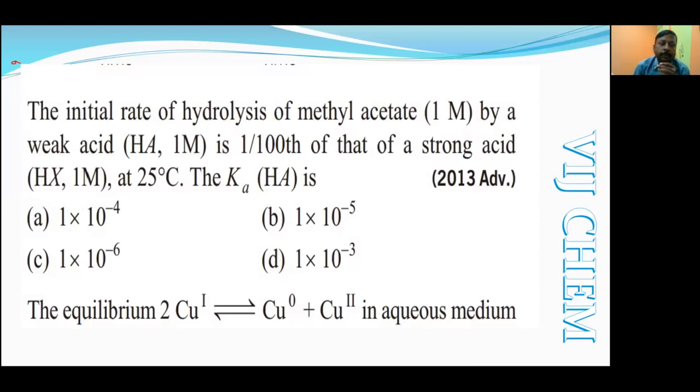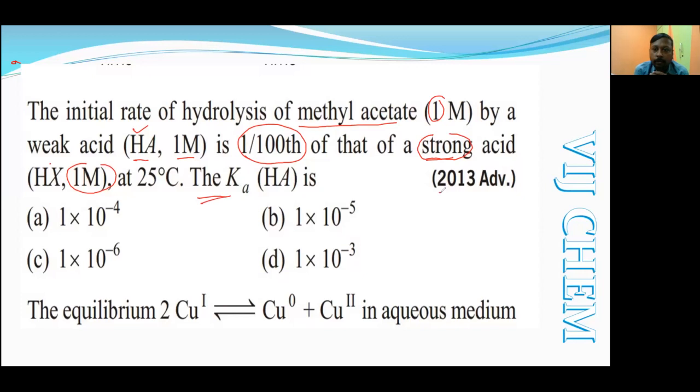Okay, here comes the next question. The initial rate of hydrolysis of methyl acetate, that is an ester, with 1 molarity weak acid HA is 1/100th of that with a strong acid. If I am doing the reaction with the weak acid, the rate is 1/100th of the reaction with the strong acid. The strong acid is also taken at the same concentration, 1 molarity, and you have to find the Ka.